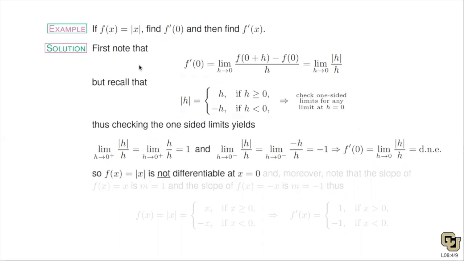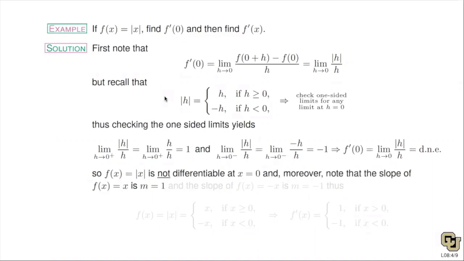Let's calculate the derivative of the function in general. So here I conclude the absolute value function is not differentiable at x equal to 0, because there's a corner. The derivative from the left is -1. The derivative from the right is +1. There's a corner.